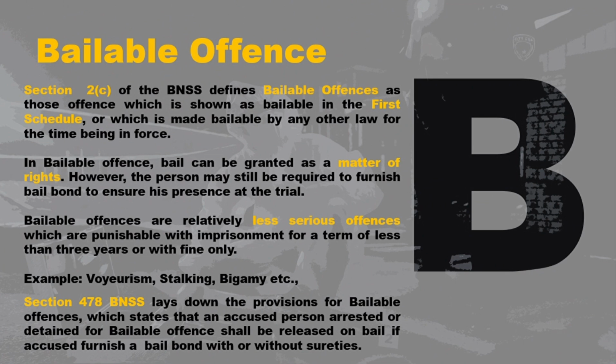Bailable offences are relatively less serious offences which are punishable with imprisonment for a term of less than 3 years or with fine only. For example, offences of voyeurism, stalking, bigamy, etc. are bailable offences. Section 478 of the Bhartiya Nagrik Suraksha Sanhita lays down the provision for bailable offences, which states that an accused person arrested or detained for a bailable offence shall be released on bail if the accused furnishes a bail bond with or without sureties.